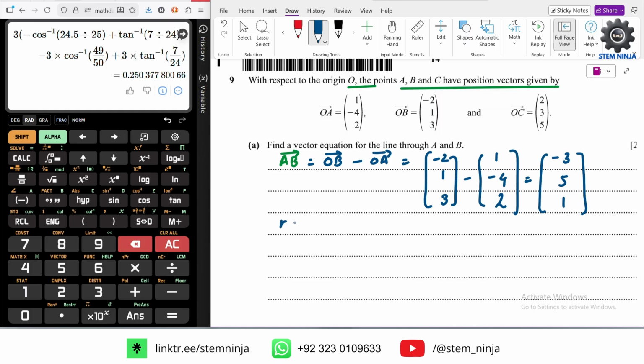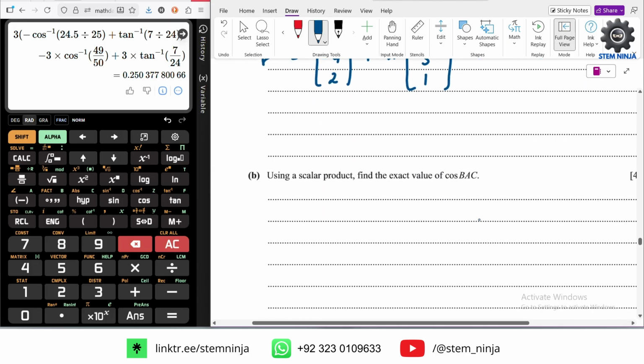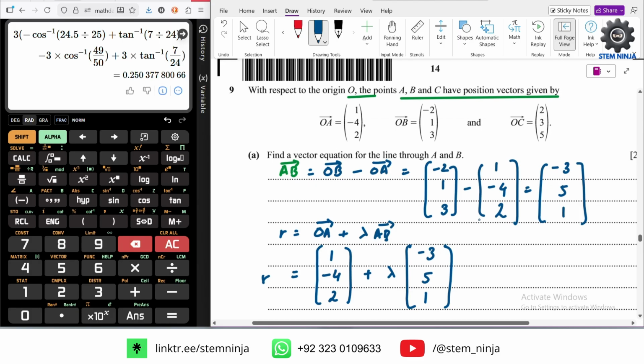Okay, this is the direction vector now. So the vector equation for the line would be OA plus lambda AB. So this would become (1, -4, 2) plus lambda times (-3, 5, 1). This is our vector equation for the line through A and B. Okay, using a scalar product, find the exact value of cos BAC.